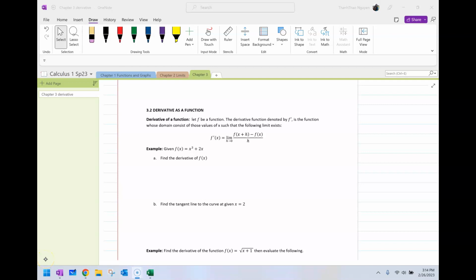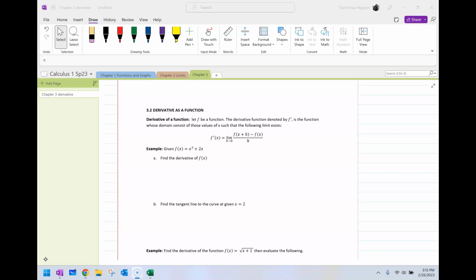Well, earlier we talked about the derivative at a point, or the instantaneous rate. Now, what happens if we want to look at the derivative as a function? Derivative of a function: let f be a function. The derivative of a function is denoted by f prime. It's the function whose domain consists of the values of x such that the following limit exists. f prime of x equals the limit as h approaches 0 of f of x plus h minus f of x, divided by h.